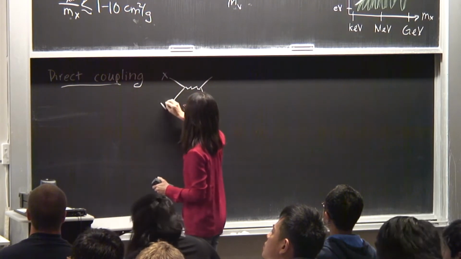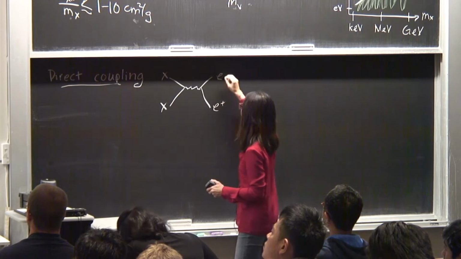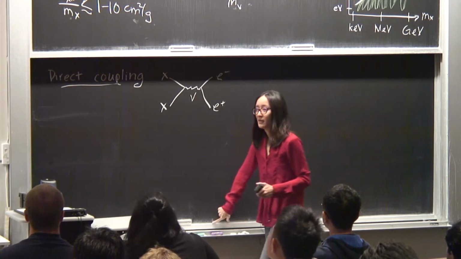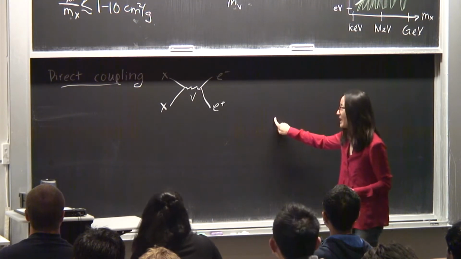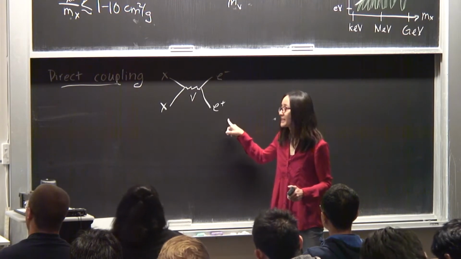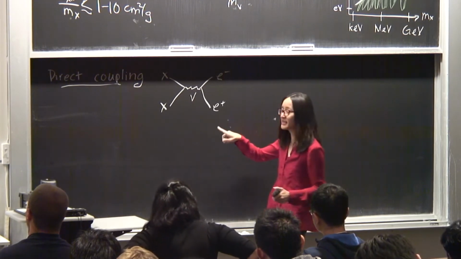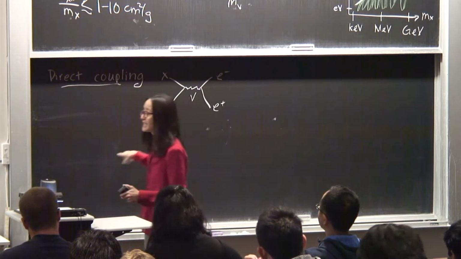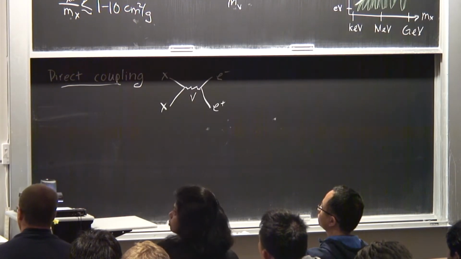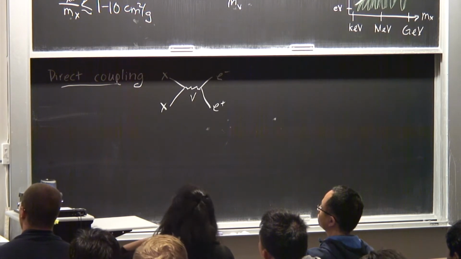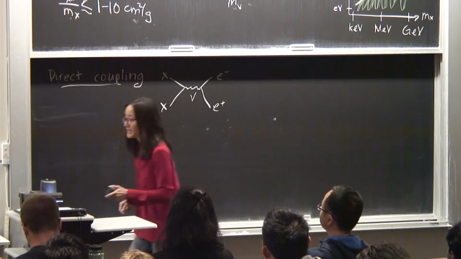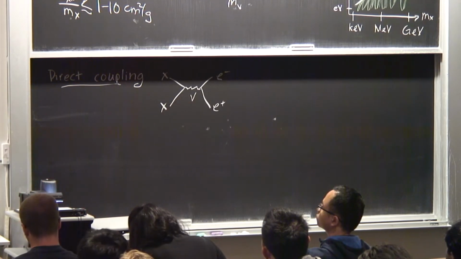So let's just do E plus E minus through this mediator. It was mentioned that there's a bound from BBN at around a few MeV. I just want to discuss this a little bit, because sometimes this is called a delta N effective bound, but it's not exactly the same as the delta N effective bound I put here. If you increase the radiation density, you increase both of those things. But if you leave something in equilibrium with E plus E minus, that has a different effect.